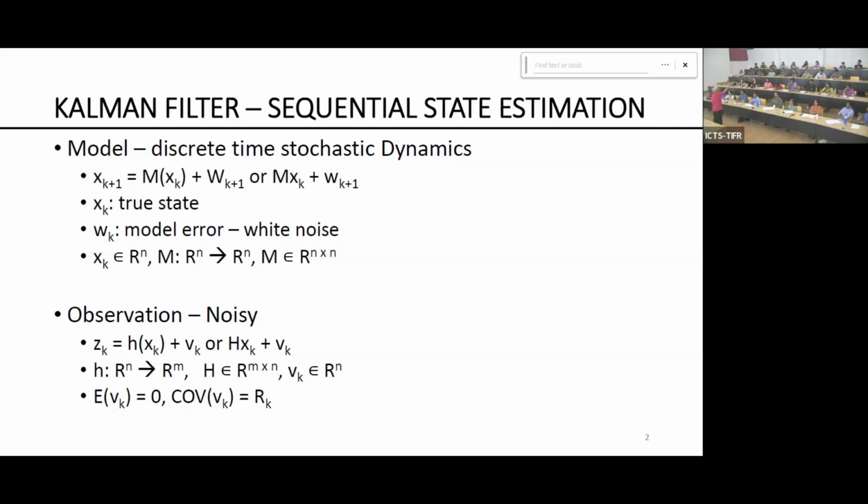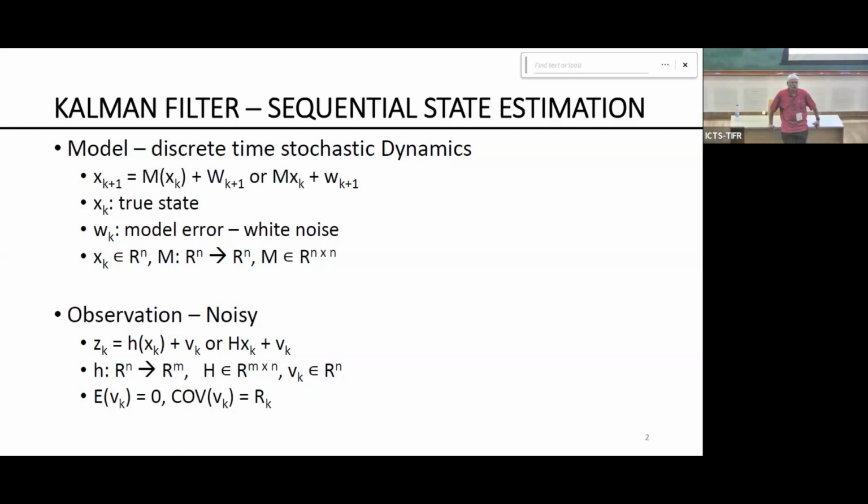What happens if Wk is not white? What happens if Vk is not white? What happens if Vk and Wk are correlated? During the 60s and 70s and 80s, every one of these problems has been solved as a PhD thesis. Are you with me? So this was a great source of problems for PhD. There are tons of PhDs that came out of this, all around the world. Do you see the richness of the problem, please?